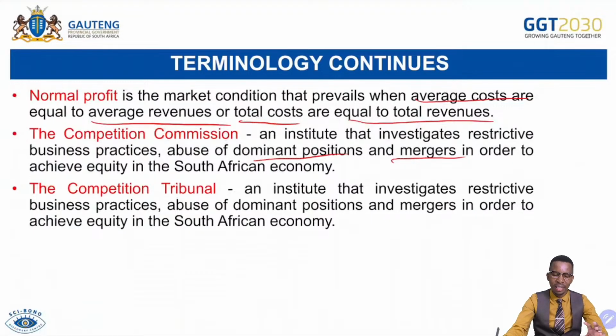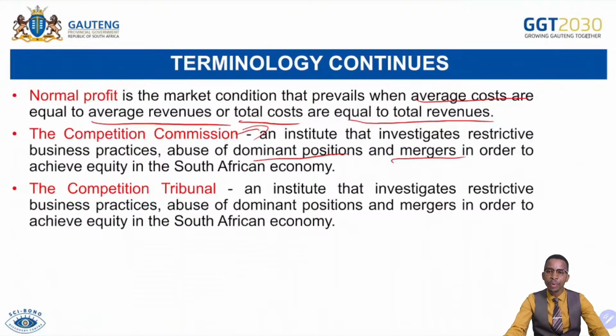To make the difference between the two, remember, the Competition Commission does the primary investigation to check if the firm is indeed guilty or not guilty of misconduct in terms of anti-competitive behavior or restrictive practices. After investigating, if the firm is found guilty, the commission will suggest the fine to be imposed and transfer those findings and the suggested fine to whom? To the Competition Tribunal.